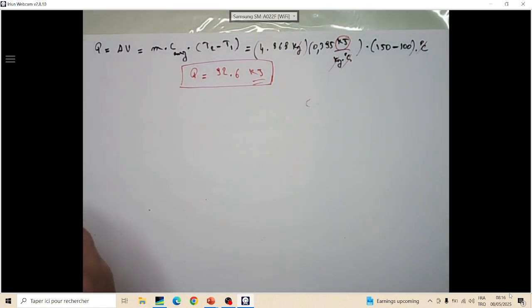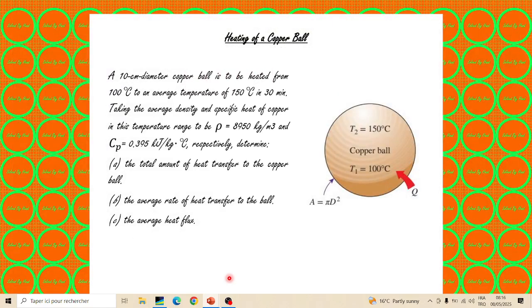Let's continue with our problem. Question B. What is question B? I will go back again to the statement of our problem. In question B, we have to determine the average rate of heat transfer to the ball. So we have to calculate Q dot, that is the average rate of heat transfer. In question A we calculated Q. In question B we have to calculate Q dot.